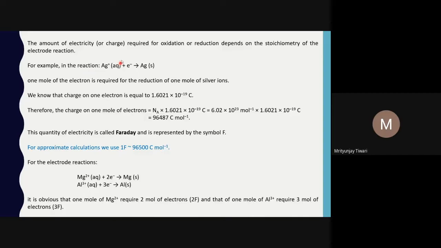So the amount of electricity required for oxidation or reduction, oxidation we have seen in the case of oxygen, and in the case of reduction, the metals that we are looking at, depends on the stoichiometry of the electrode reaction. For example, in the reaction Ag+ aqueous plus 1 electron gives silver metal, 1 mole of electrons is required for reduction of 1 mole of silver ion.